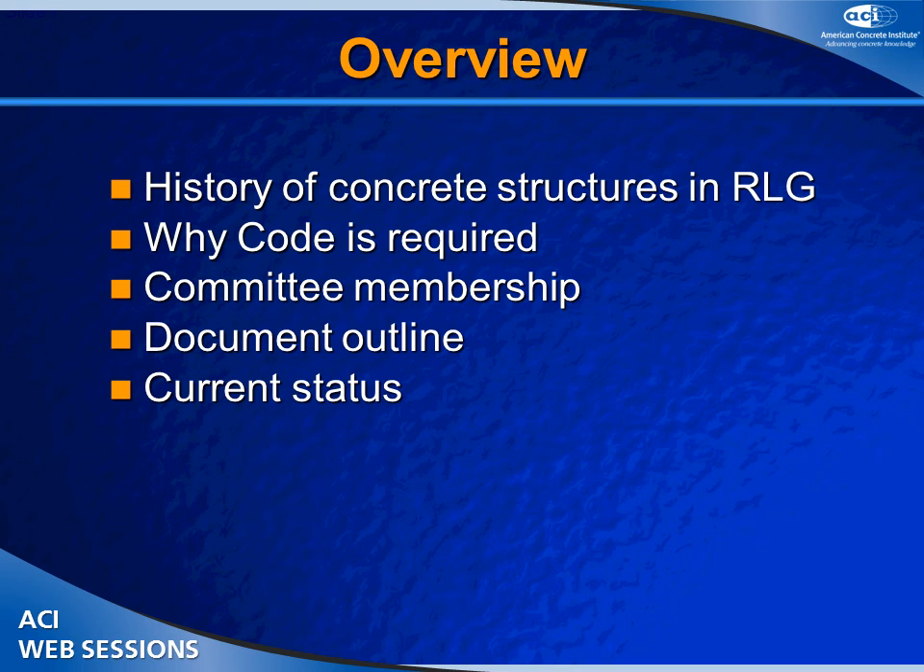In my presentation I'm going to talk about the history of concrete structures and refrigerated liquefied gas, RLG, and why we need a code. I'll give you an idea of the committee, ACI 376, how we put the committee together, and what kind of representation we had. I'll give you an outline of the document, the areas that we cover, and the current status. How many here have seen the ACI 376 code, the provisional code? Mostly committee members. So we'll give you some of the details of that as we go along.